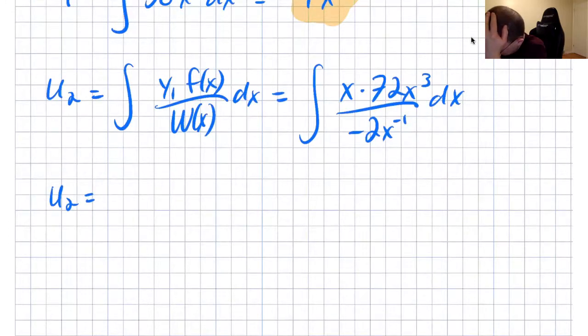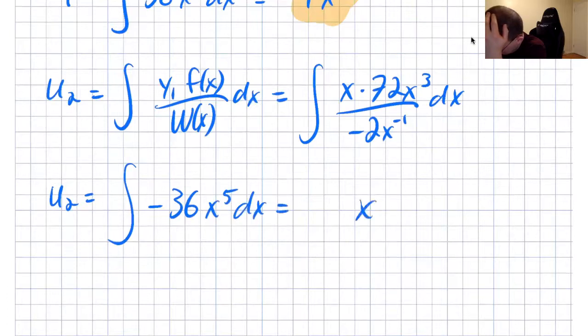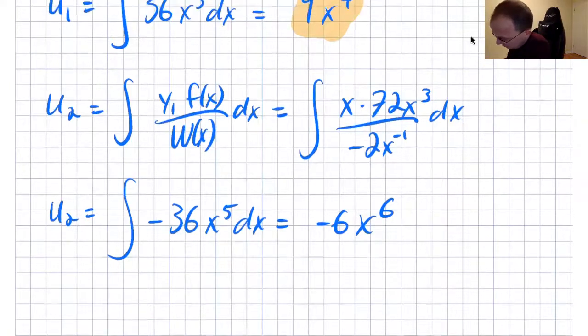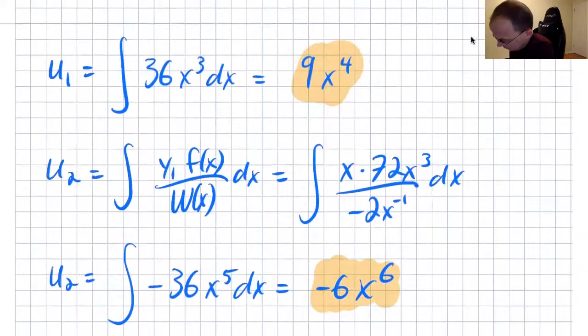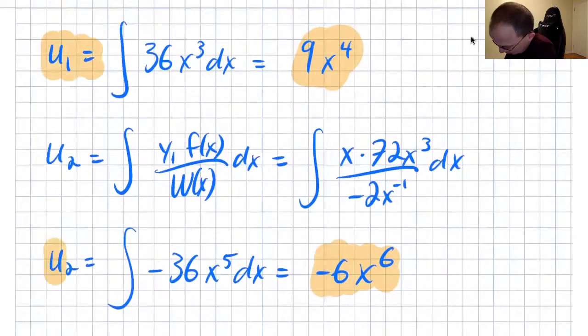let's see. So in this case, we've got negative 36. We've got x to the 4th above and then divided by x inverse. So that's x to the 5th. So that's x to the 6th minus 6. Yeah. Great. So that's it. Perfect. Okay, so let's note that. So there's our u2. So we've got u1 and we've got u2.